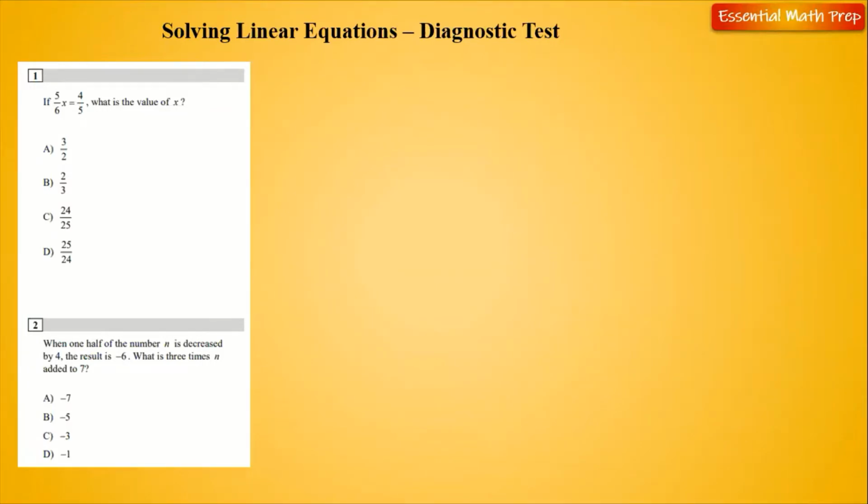Welcome back to the final installment on solving linear equations. As you may have guessed from the title, it's a diagnostic test. The test contains 10 problems.